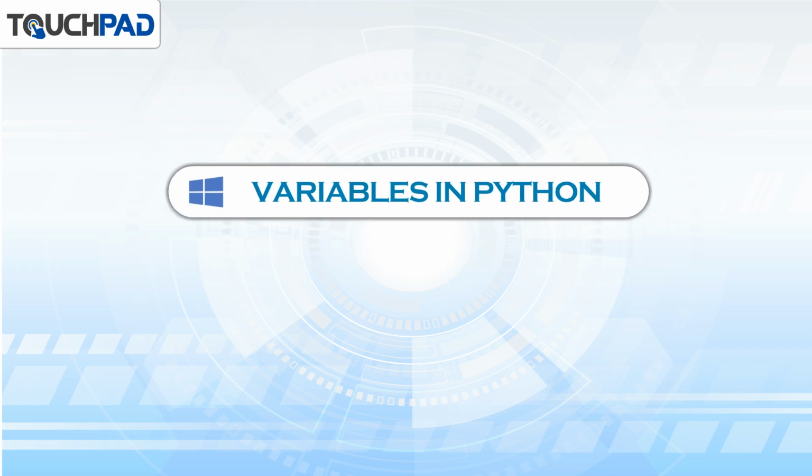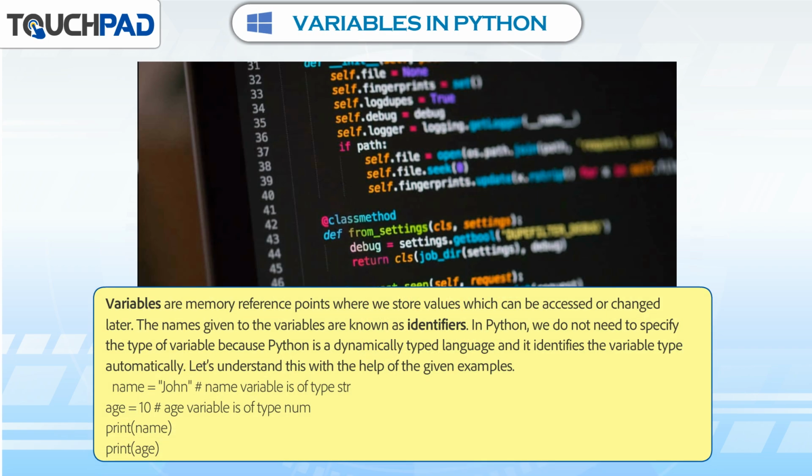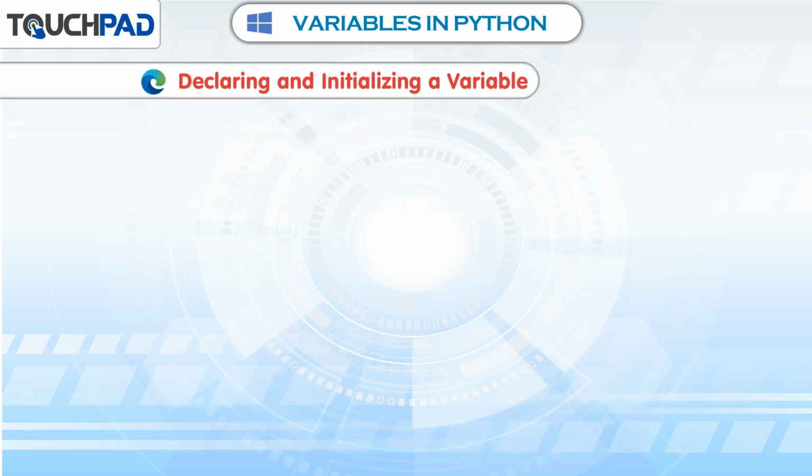Variables in Python. Variables are memory reference points where we store values which can be accessed or changed later. The names given to the variables are known as identifiers. In Python, we do not need to specify the type of variable because Python is a dynamically typed language and it identifies the variable type automatically. Let's understand this with the help of the given examples.